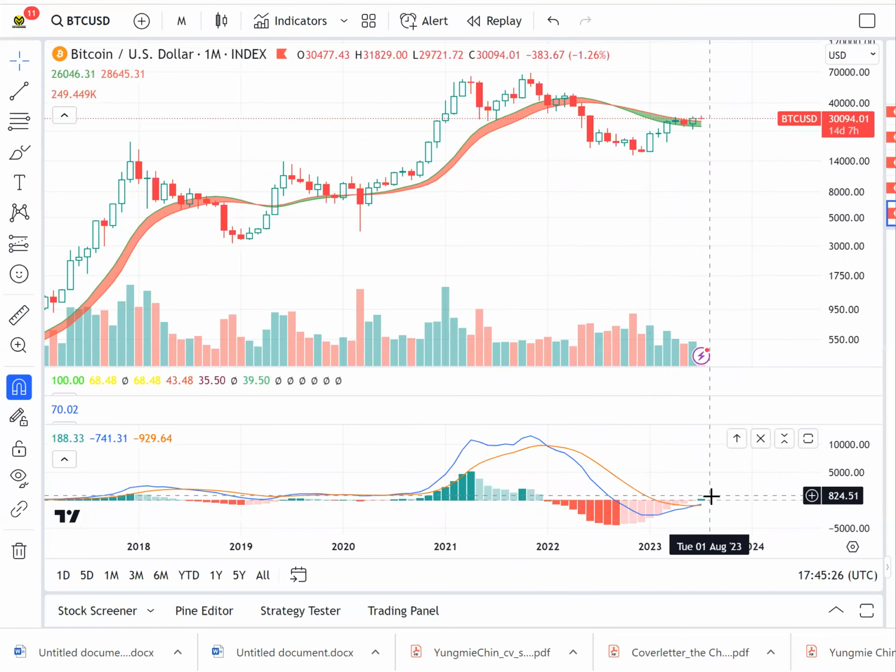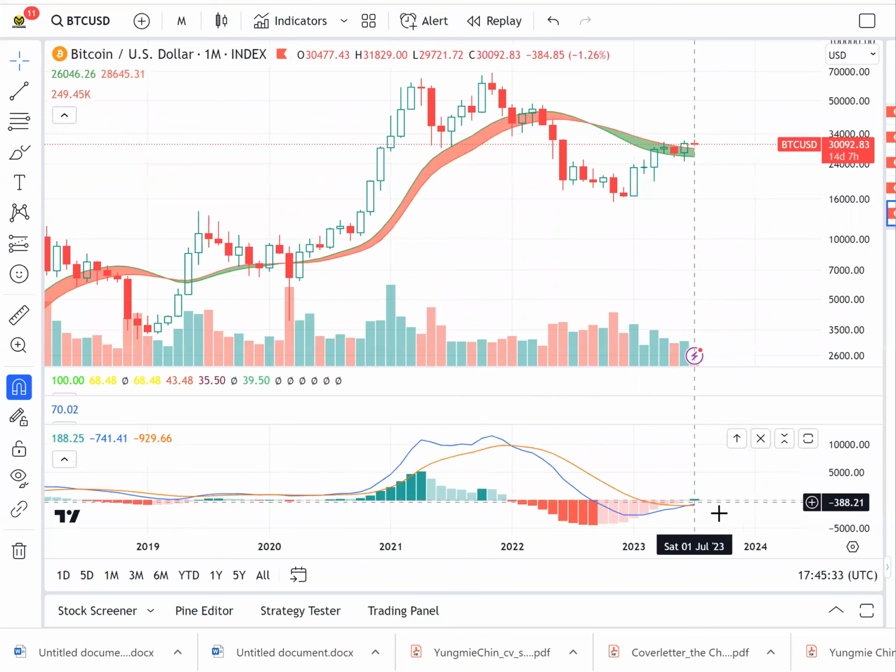Okay, so now we are closing this candle in 2 weeks time. So one candle is 1 month. Today is 18th of July. So basically we need 2 more weeks to close this candle.